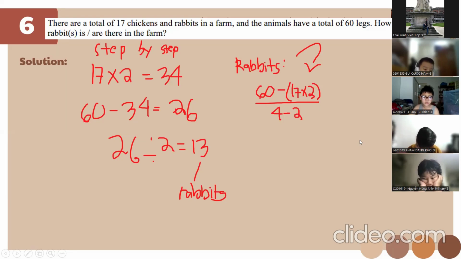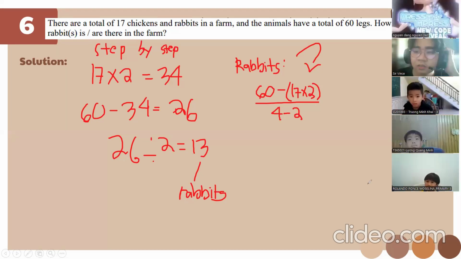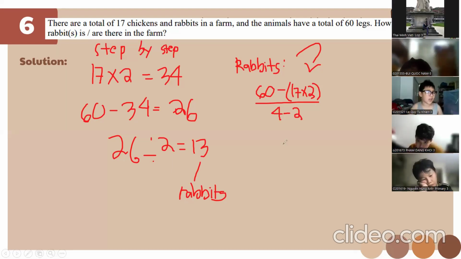I have shown you the shortcut. Teacher, can you hear me? Yes, I can hear you. Miss Vince. Yes? Miss Vince. There are 13 rabbits. Yes, there are 13 rabbits. Okay, so are we good on this? Because I'll move back to number 5 to recap.